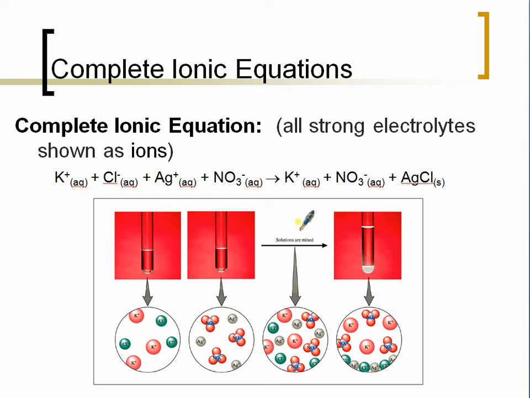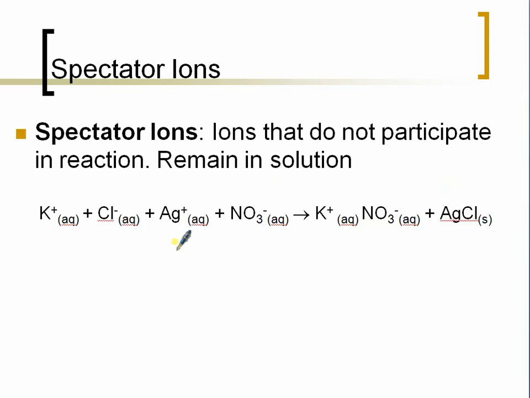Okay, the ones that did not react, we call these spectator ions. Spectator ions are ions that do not participate in the reaction and remain in solution. So if you notice here, the potassium stayed as aqueous, it stays aqueous on the product side. Nitrate is aqueous here, it stays as aqueous over here. So these two ions, we call them spectator ions. They are not participating in the reaction.